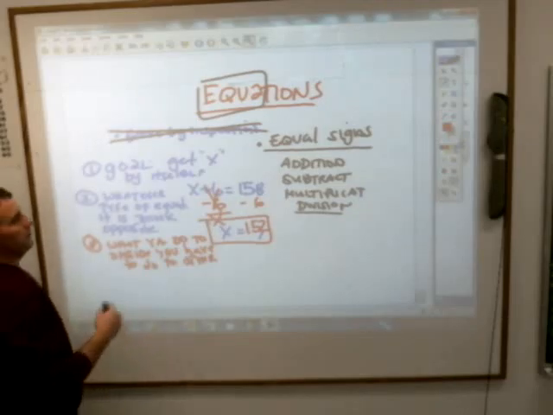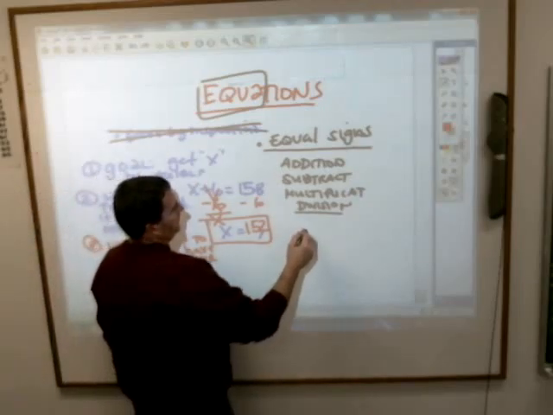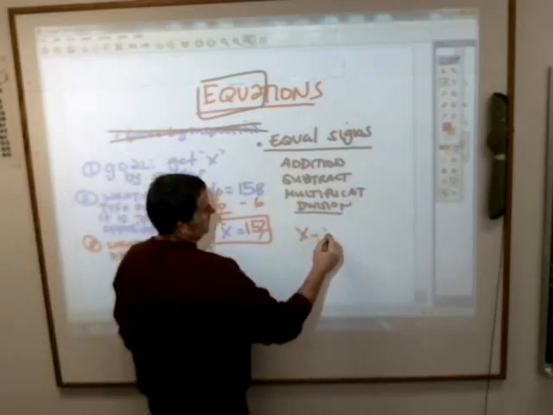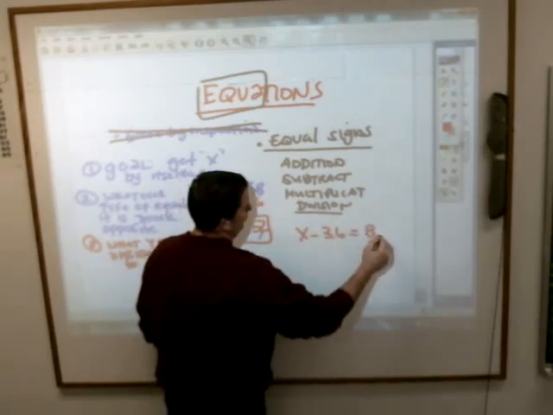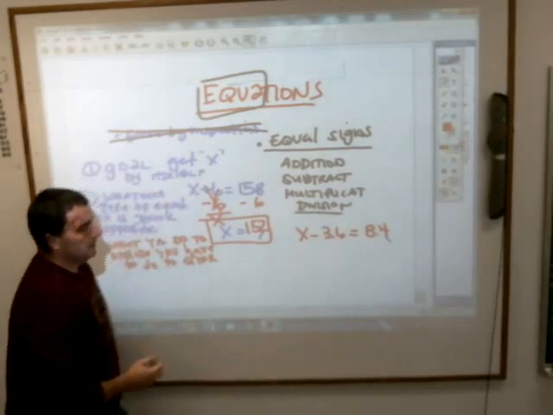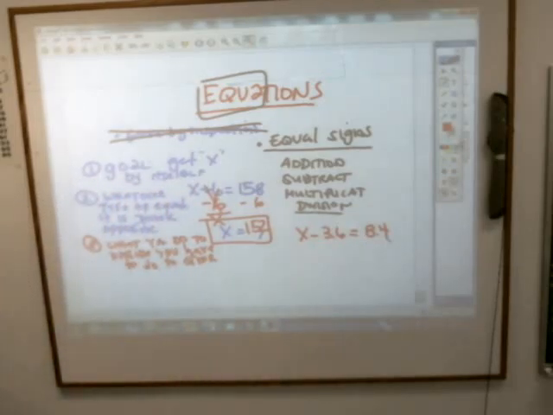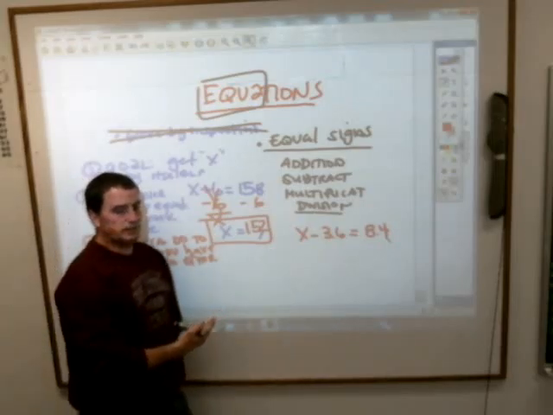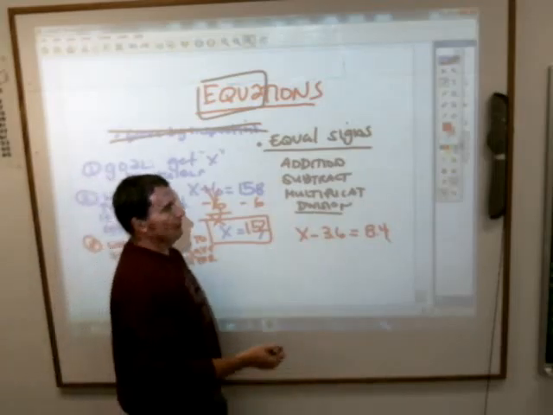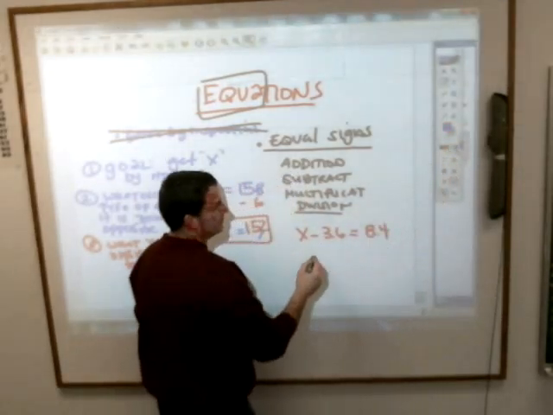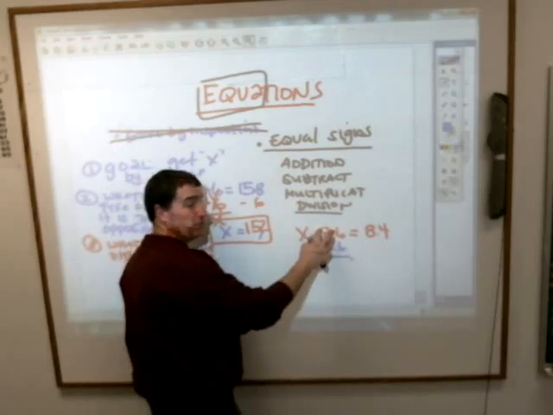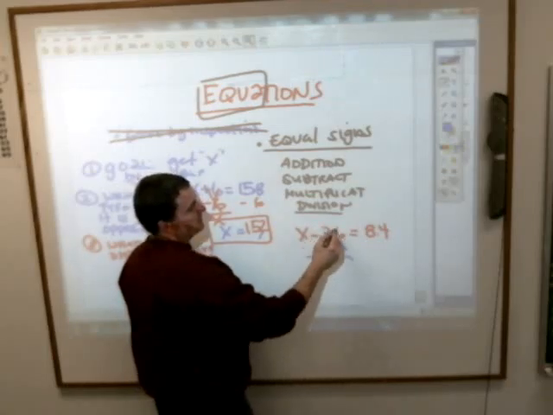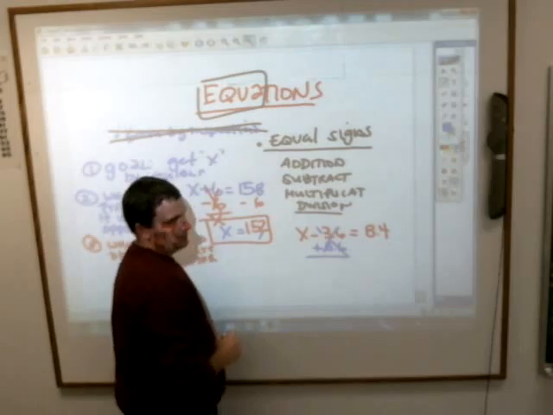Okay? Another example of that would be this. What if I have x minus 3.6 equals 8.4? No longer do you sit there and think in your head, well, what does this have to be. You just look at this and you go, what type of equation is that? It is a subtraction equation. To solve it, I am going to add 3.6, because a minus 3.6 and a plus 3.6 goes away because they're opposites.